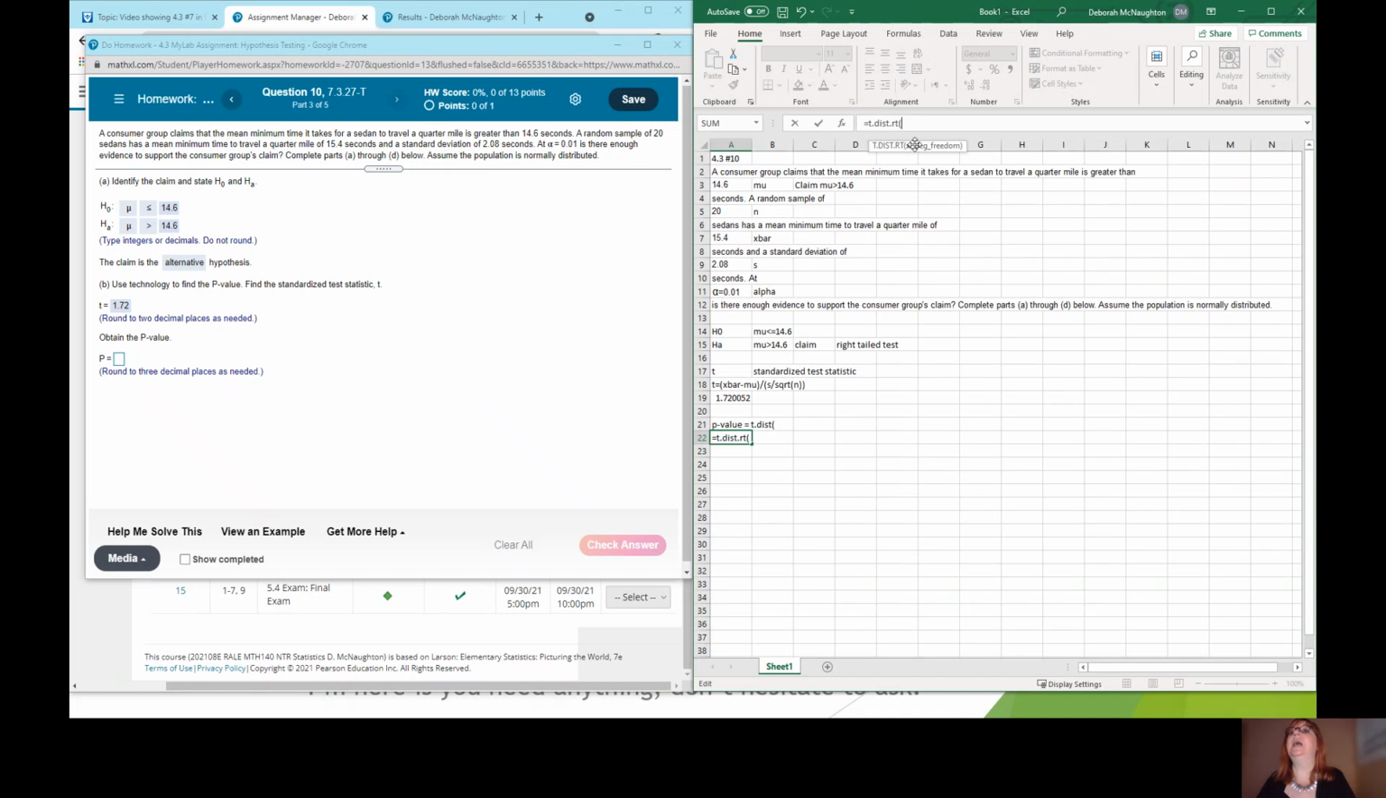And then we need x and the degrees of freedom. So x is our x bar. Oh, I don't know why it says that. X is our t. And our degrees of freedom is n minus 1.